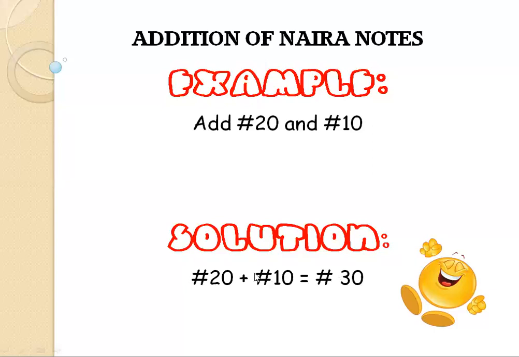So that means if I have a 20 Naira note and a 10 Naira note, and I join them together, I'm going to have 30 Naira. But remember, you don't have a 30 Naira note. So your 30 Naira is going to be a 20 Naira note and a 10 Naira note. Do we understand that? Beautiful.